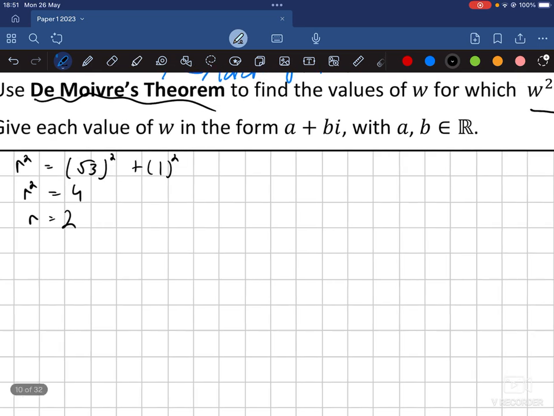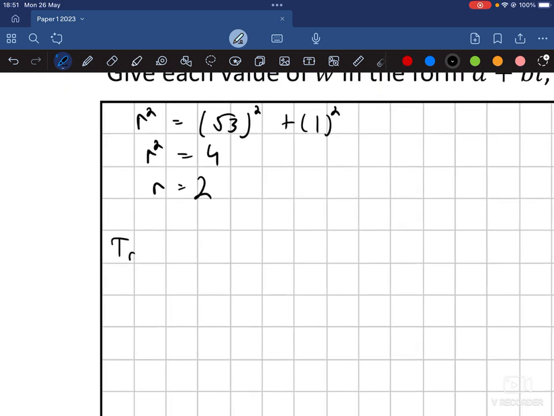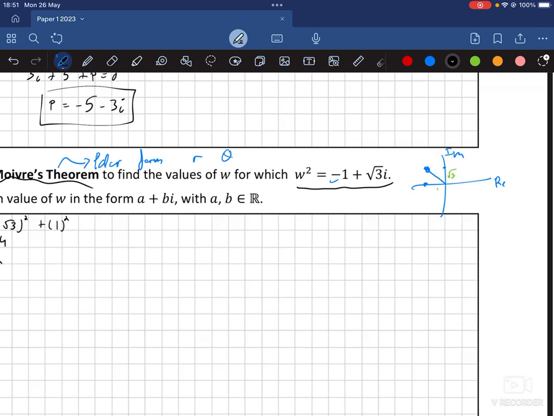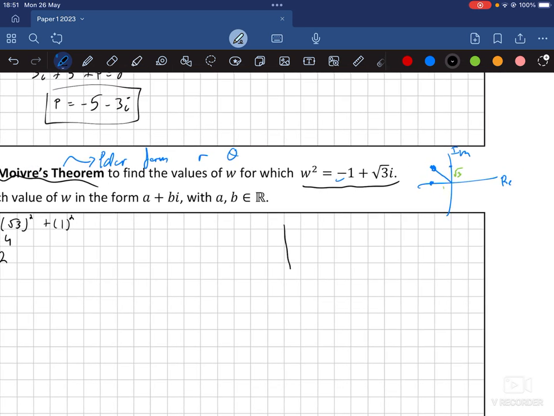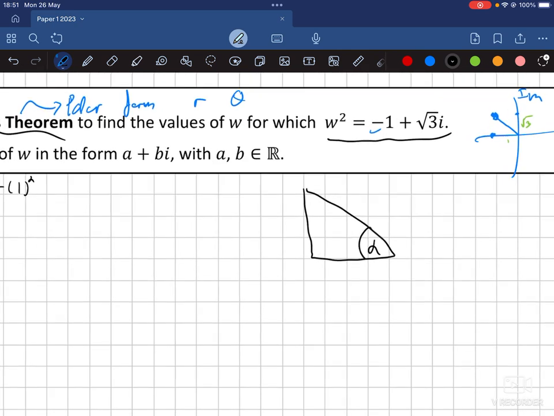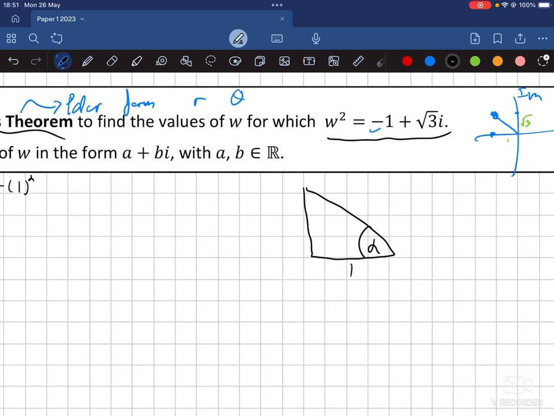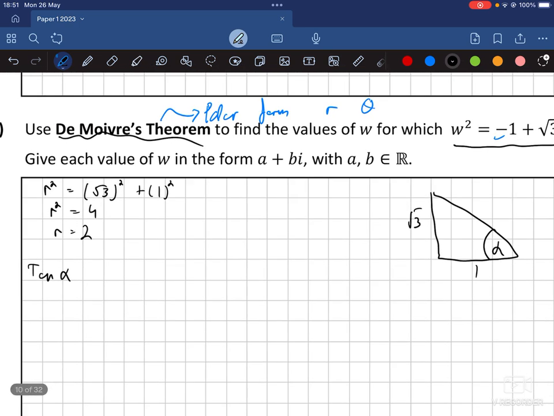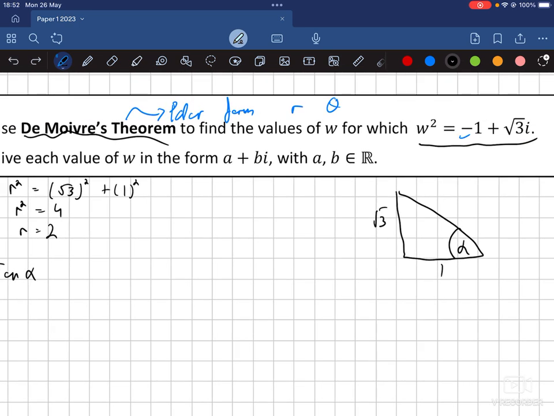Then for the angle, I can say that tan of alpha, I'm not going to do theta yet, because if you remember, I'll draw my little triangle here. This is my angle alpha, then this is length 1, this is length root 3. I've actually just found this side here, but we won't worry about that.